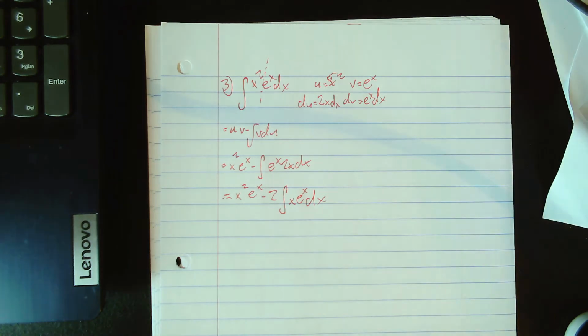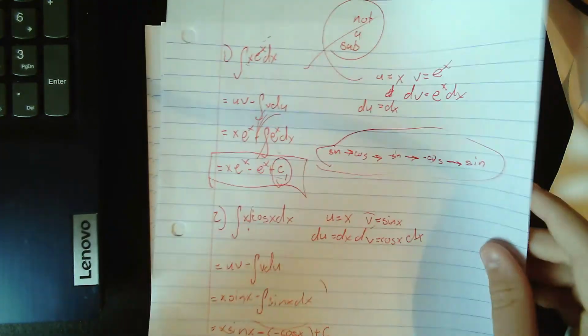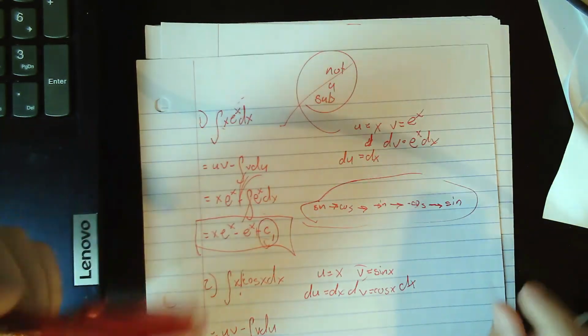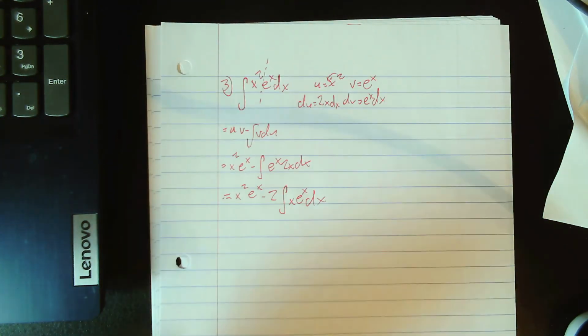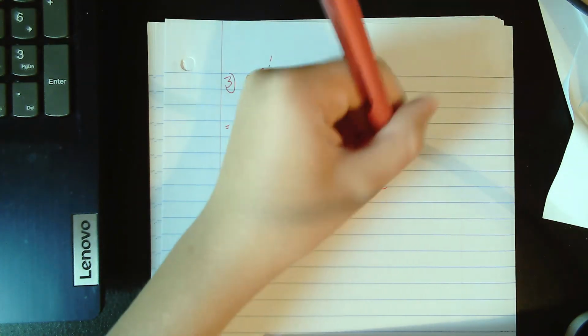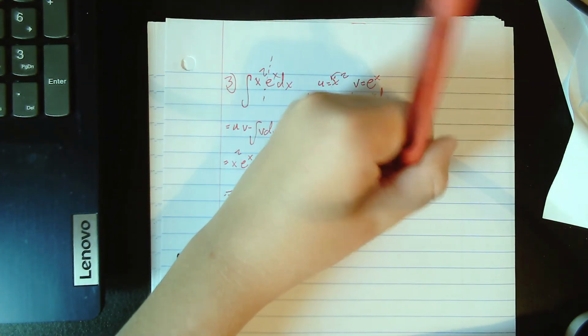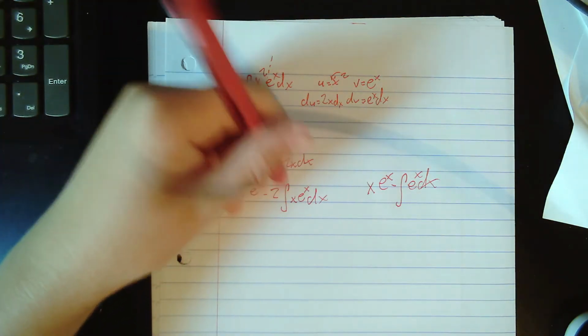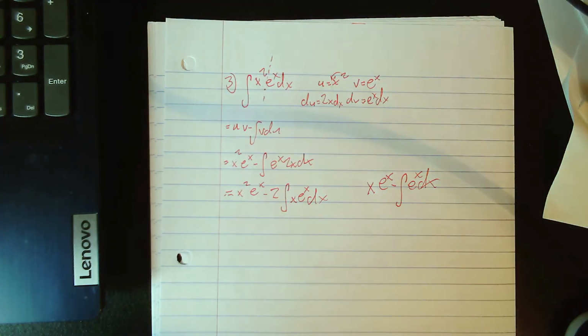Well, it should, because if you look back at what we did, that's pretty much the same thing as the first problem. So I'll write it again for you on this page. X e to the x minus the integral of e to the x dx. Isn't that pretty much the same thing, just without the squared and the 2? Because it pretty much is.